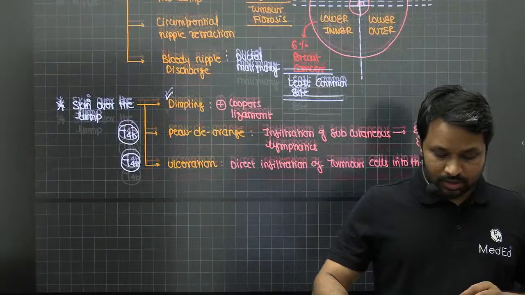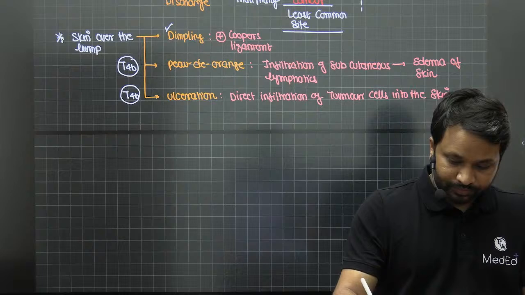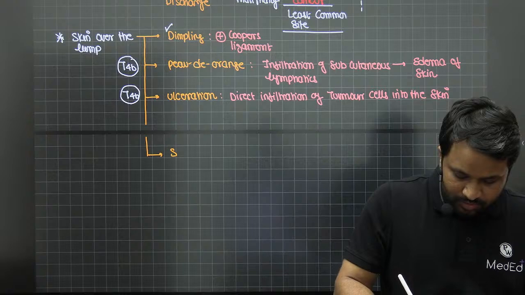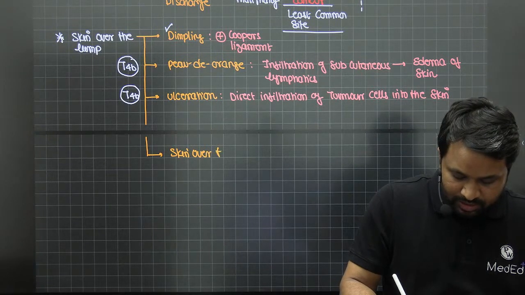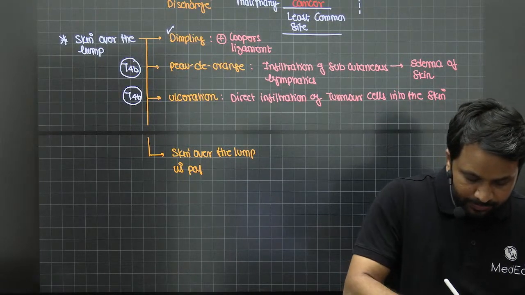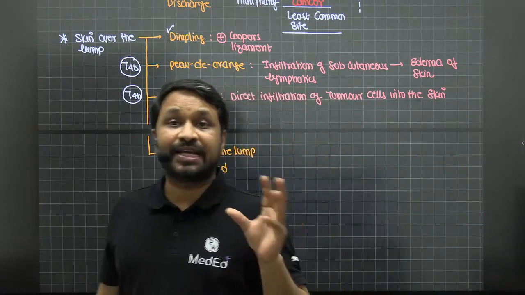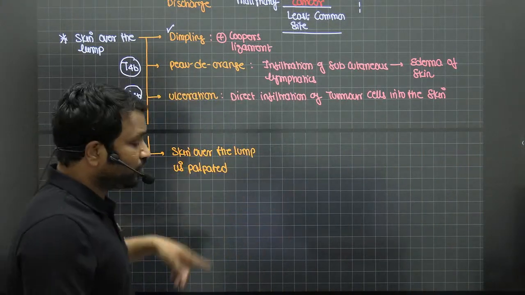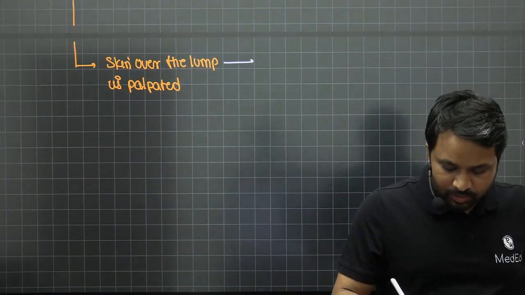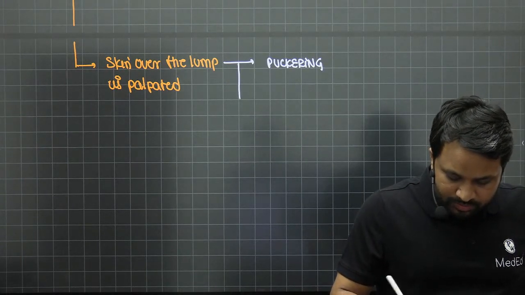That means if there is presence of dimpling, it does not change or alter the staging at all. Now, when you talk about the clinical findings in terms of palpation, so when the skin over the lump is palpated, see, all these findings that we've spoken about are inspectory findings. That means you're able to see. Now something you're going to feel, right? So when the skin over the lump is palpated, there are two findings that you will be seeing. Number one, there will be something called puckering. And number two, there is something called tethering.